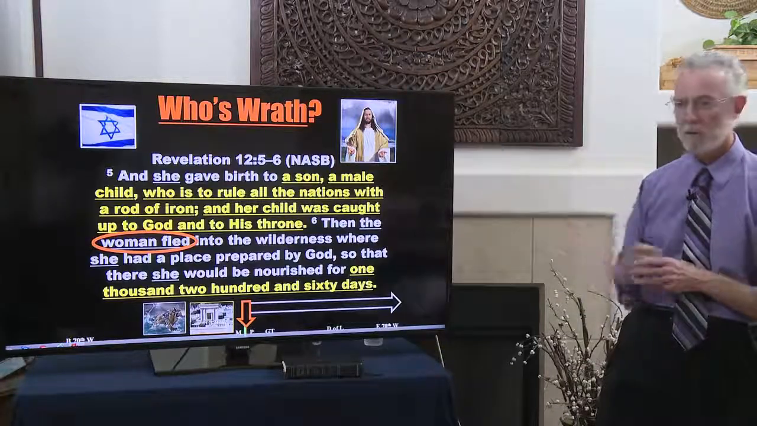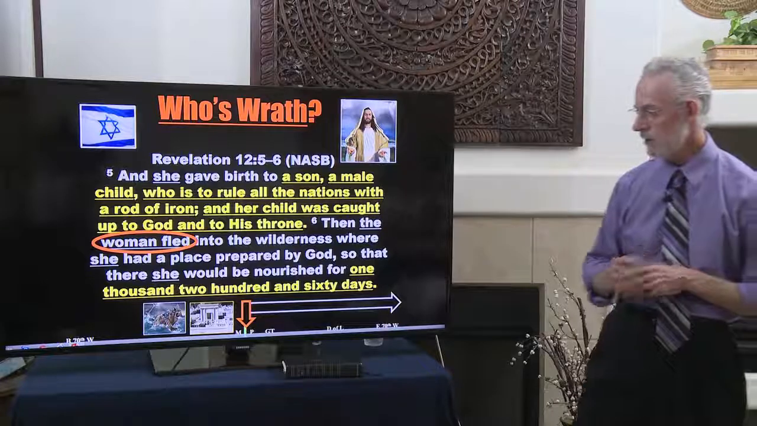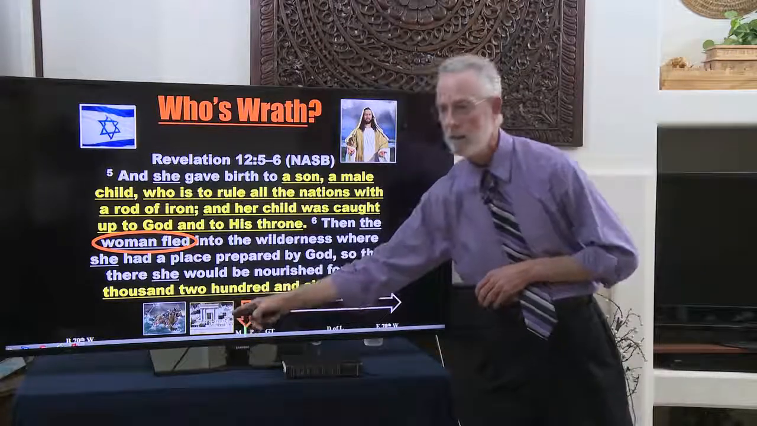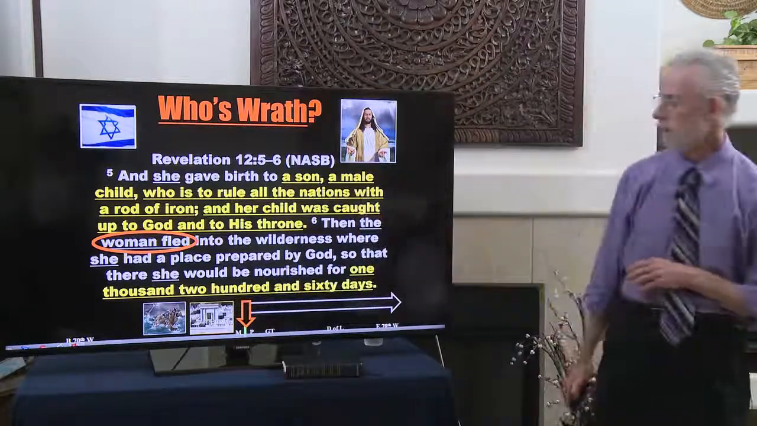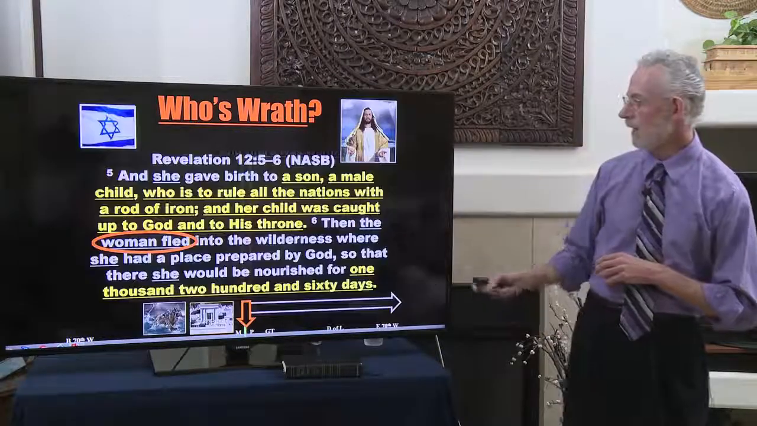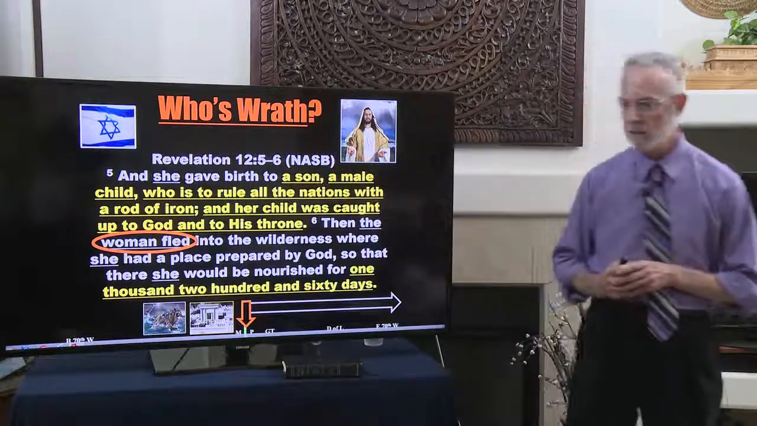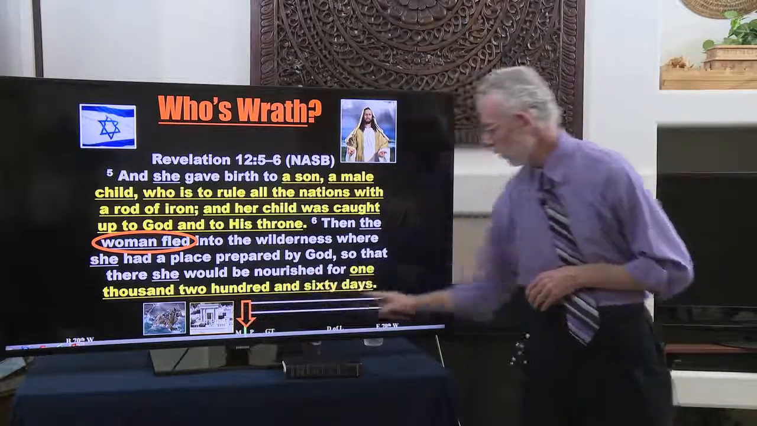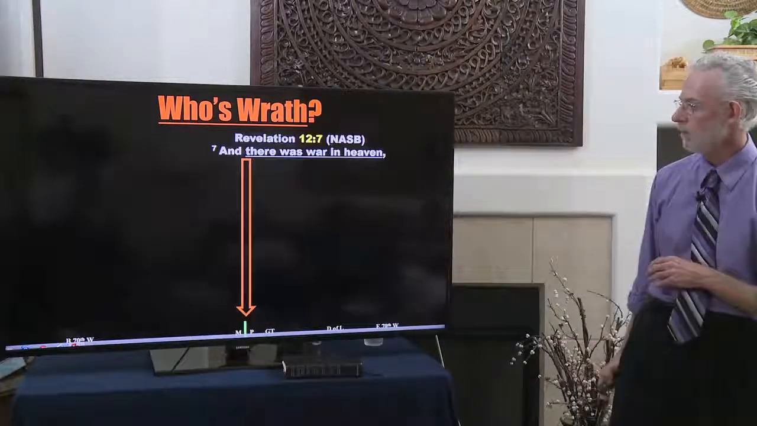So again, the woman's going to flee, which is exactly what Jesus said to do. Jesus said, when you see the Antichrist go into the temple, get out of there, because he's going to start killing Christians. Now, notice the very next verse. Let me back up again. That was Revelation 12, 5 and 6. The Jewish people are going to flee. God's going to protect some of them. I want you to notice the very next verse.